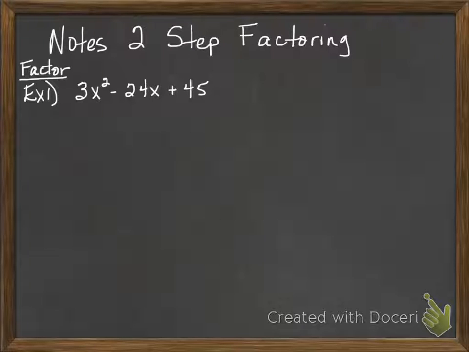So if we are factoring something like 3x squared minus 24x plus 45, if the directions just say factor, okay, I want you to raise your right hand. Everybody raise your right hand, okay? And repeat after me. I solemnly swear. When I factor, I will always try to factor out a GCF first.